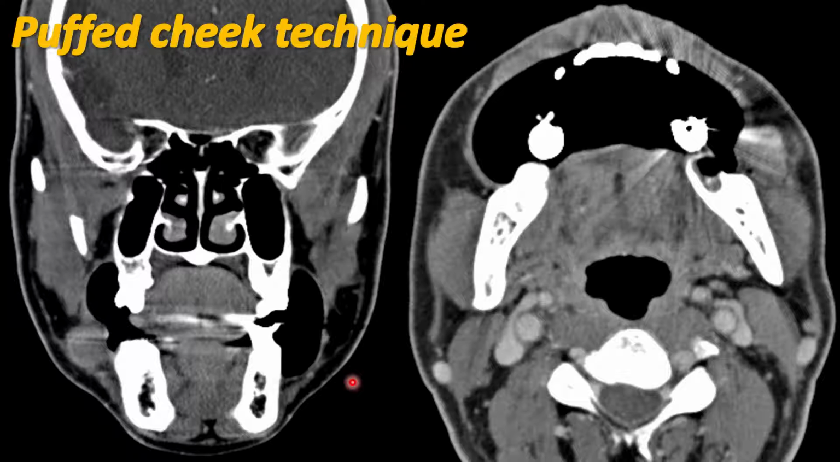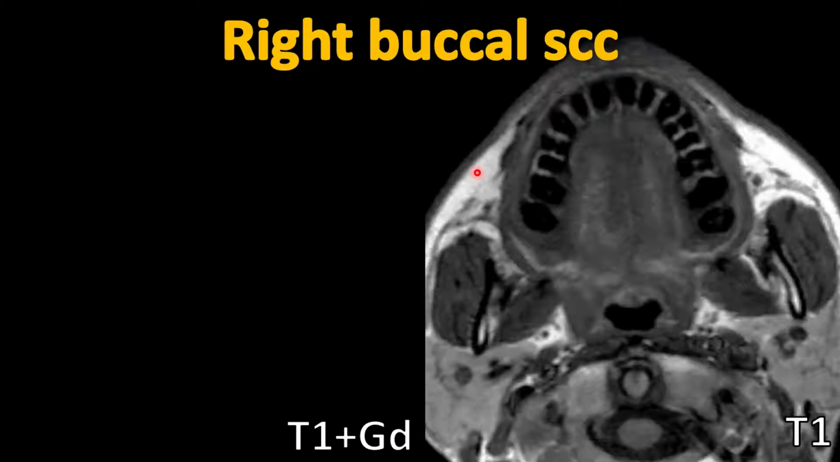So it's a really nice technique if you have, for example, buccal lesions or a lesion right back in the gingivobuccal sulcus or in the retromolar trigone. It's a very nice technique to push the surfaces away and understand where the tumor is extending.